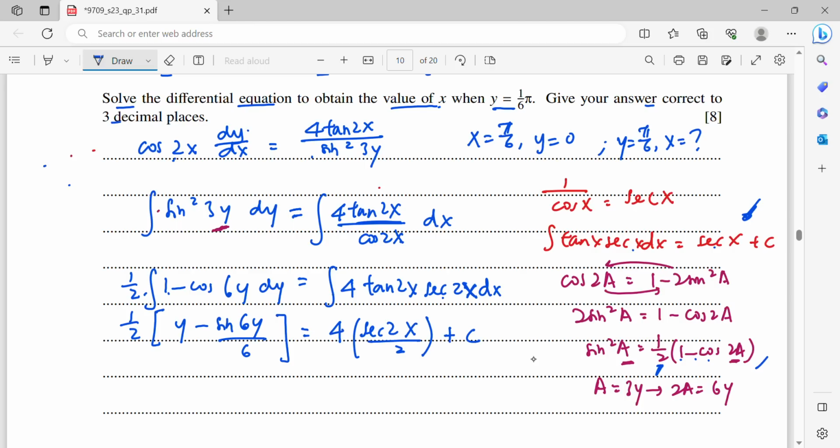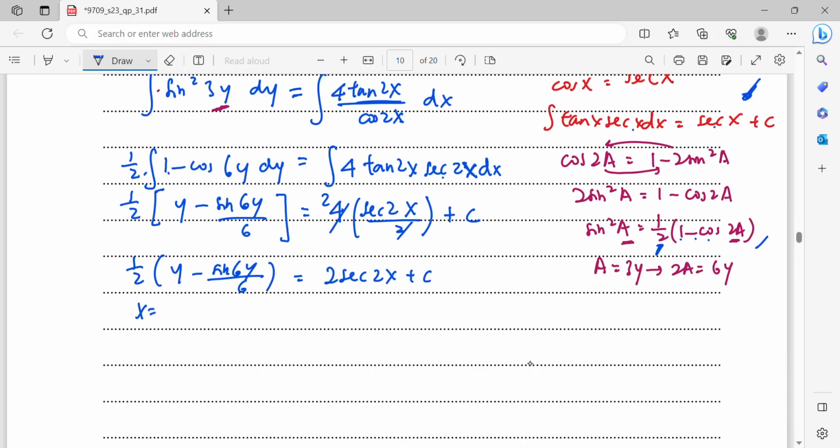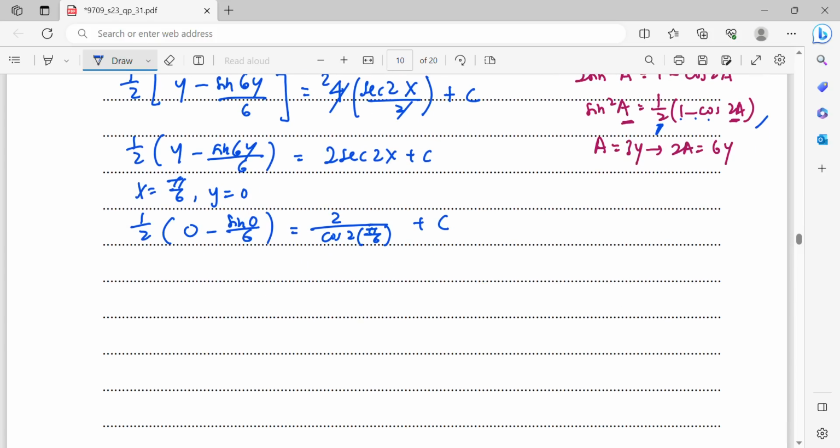Now, I can simplify 2 and 4 becomes 2. Here becomes half of y minus sine 6y over 6 equals 2 secant 2x plus c. Next is to get the c by replacing x equals pi over 6 and y equals 0. Left hand side: half bracket 0 minus sine 0 over 6 equals 2 secant, and I need the value of secant, so I better change back to 1 over cos, so 2 over cos 2x plus c. Sine 0 is 0, so the left hand side is 0. 2 times pi over 6 is basically pi over 3. So cos pi over 3 is half.